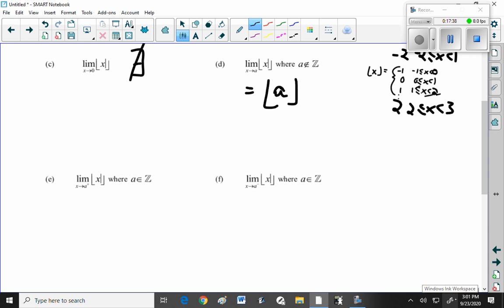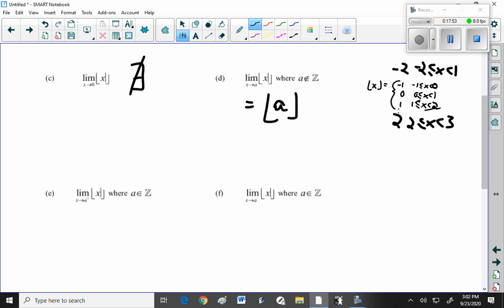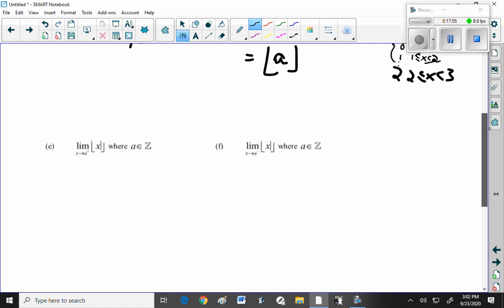Now, what happens when I approach an integer from the right? So if I approach 1 from the right, I get 1. If I approach 0 from the right, I get 0. If I approach -1 from the right, I get -1. If I approach -2 from the right, I get -2. If I approach 2 from the right, I get 2. So if I approach a from the right, I get a.